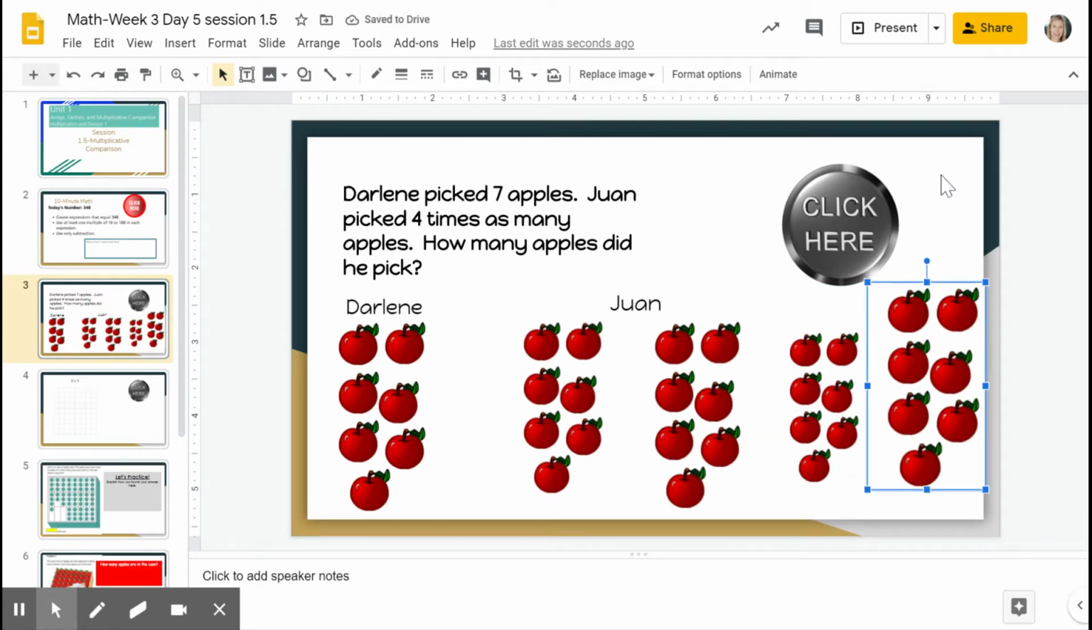Okay, there it is. What equation could we write that represents what's happening in the problem? Look, I have all these groups of 7. What is an equation that we could write? Well, we could look at 7 and do 7 times 4, because there's 4 sets of them, equals, and then we could count all of them to see how many Juan picked. That would be an equation that would work for this problem.